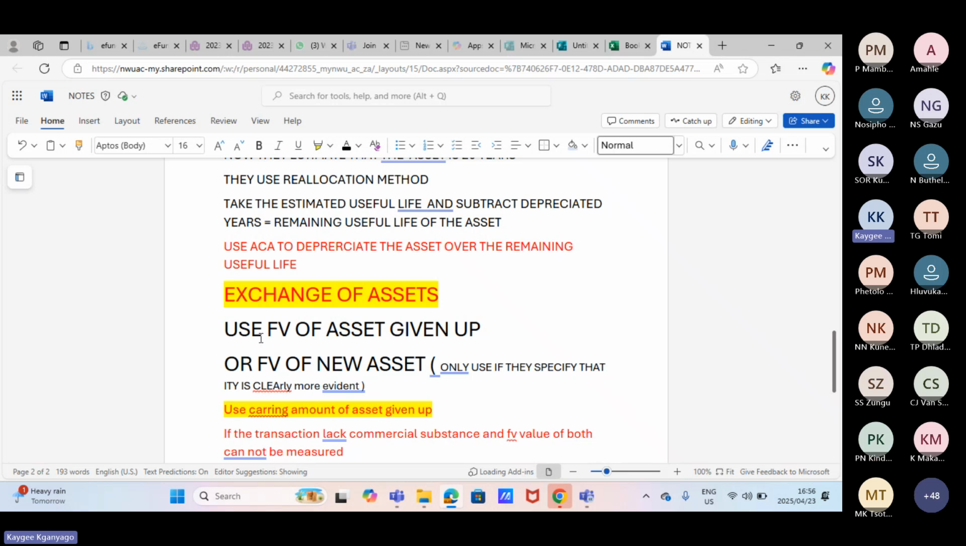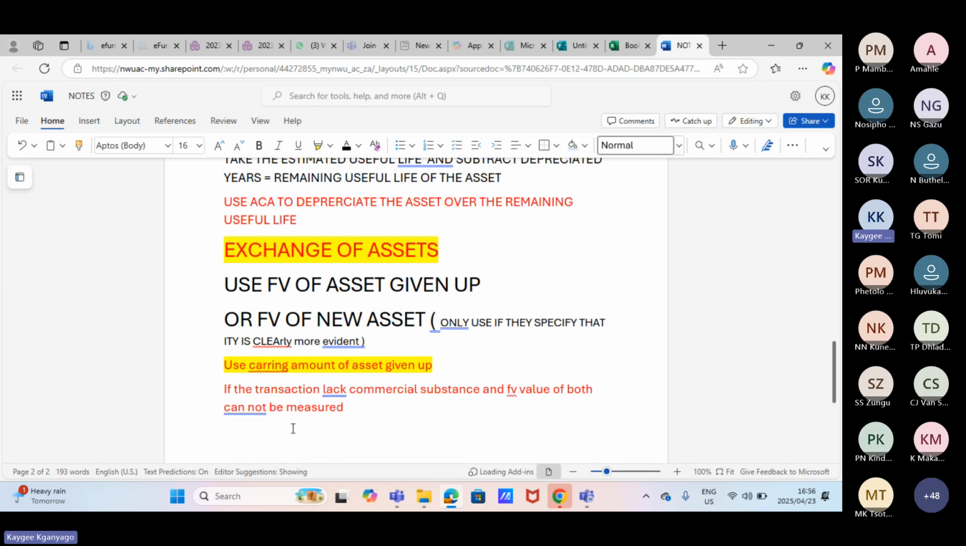What happens if you're not given the fair value of the asset given up, and you are also not given the fair value of the new asset? That's where you can go and check the requirements of this carrying amount of the asset given up.